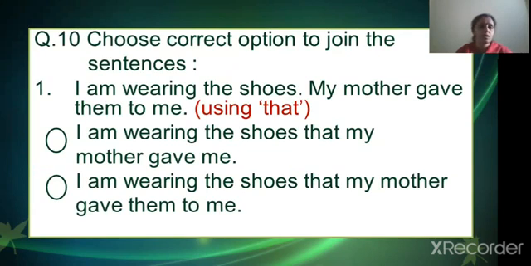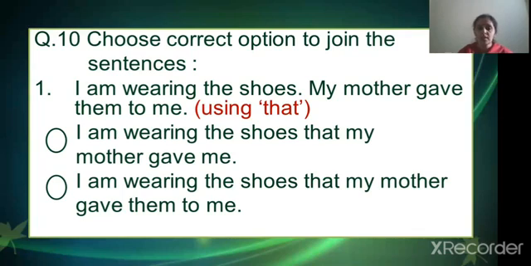Choose the correct option to join the sentences. Two sentences are given to you. You have to join these two sentences, and they have given you the word using which you have to join the sentences. So, I am wearing the shoes is the first sentence. My mother gave them to me is the second sentence. You have to join these two sentences using that, T-H-A-T, that.